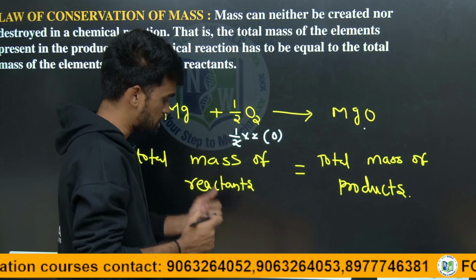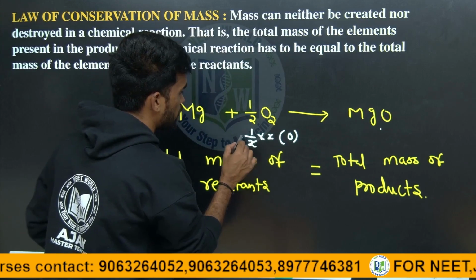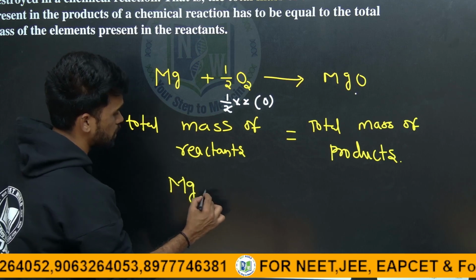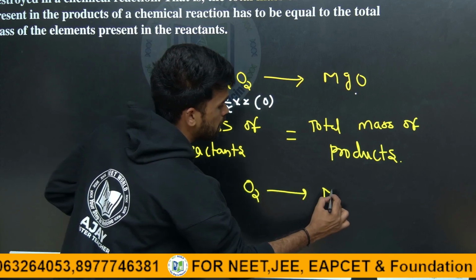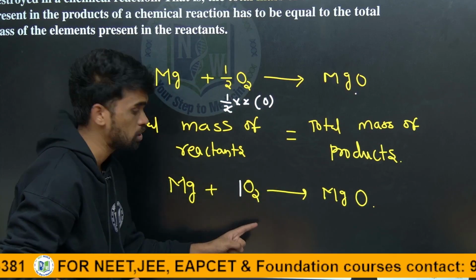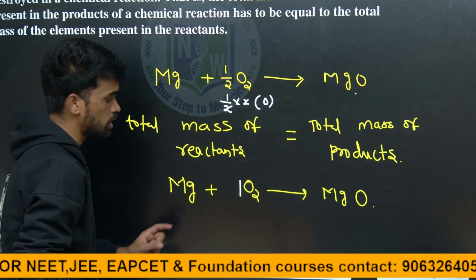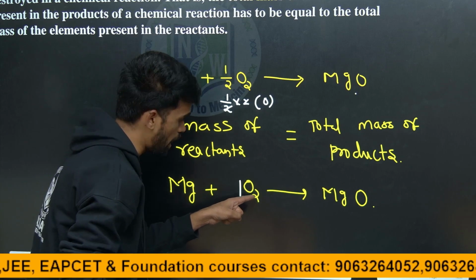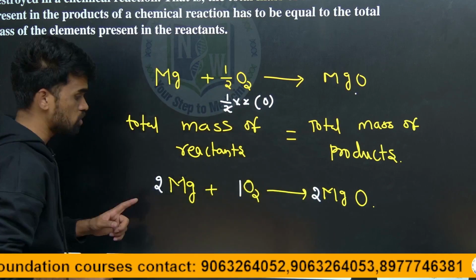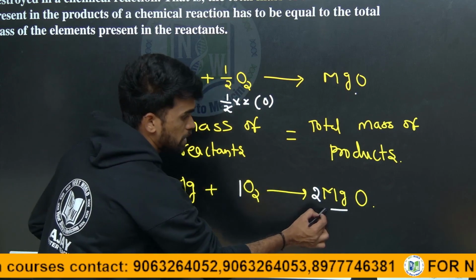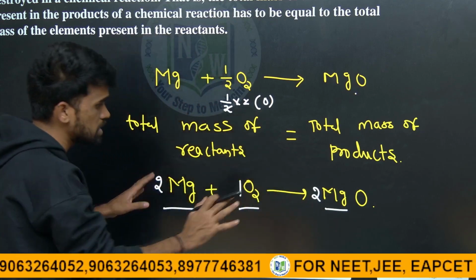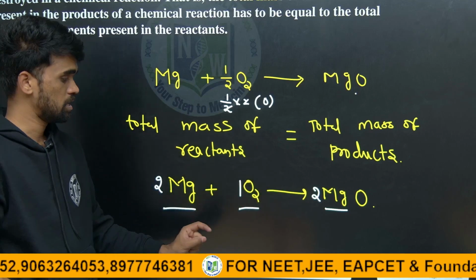If you are still feeling confused, I will tell you one more way to understand this. Once again I am writing the same thing: magnesium and oxygen combining to form magnesium oxide. Here we have one oxygen molecule which contains 2 oxygen atoms, each molecule having 2 atoms. So just multiply it with 2, and here also multiply it with 2. Now just check: 2 magnesium atoms and 2 magnesium atoms, and 2 oxygen atoms in a molecule and 2 oxygen atoms. This is how the reaction is balanced. I hope this is clear.